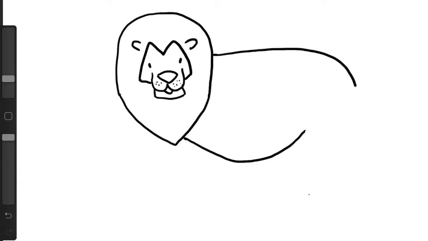I don't want to connect these two yet. If I connect them, he'll kind of look like a bean. So I don't really want to connect them yet because I'm going to put some legs here. I'm going to start with the front leg first. So I'm going to draw a diagonal line coming out of the mane and another diagonal line next to it.